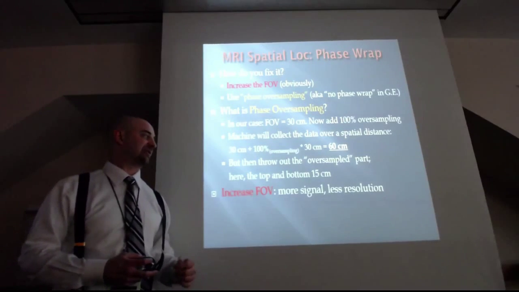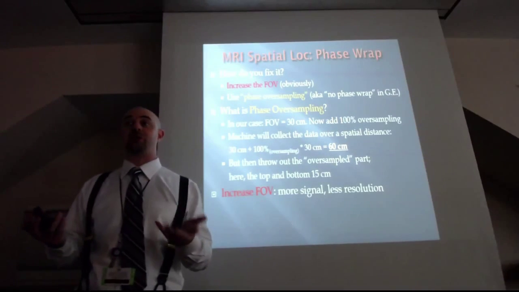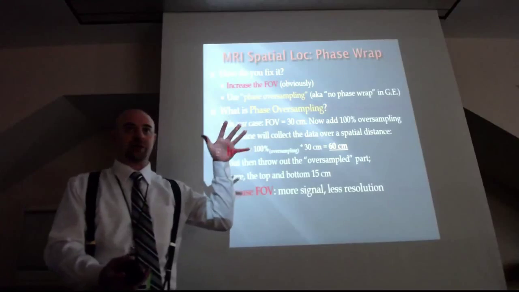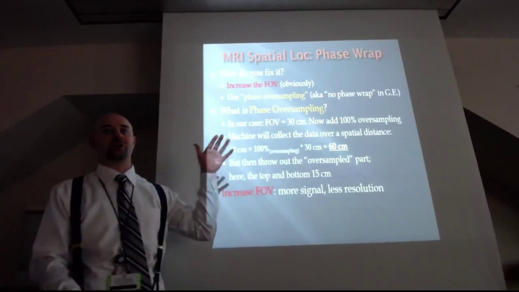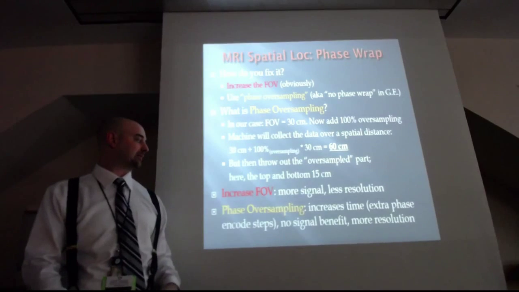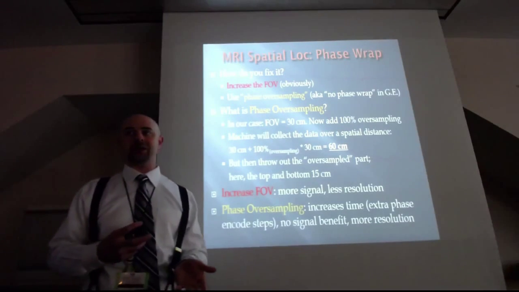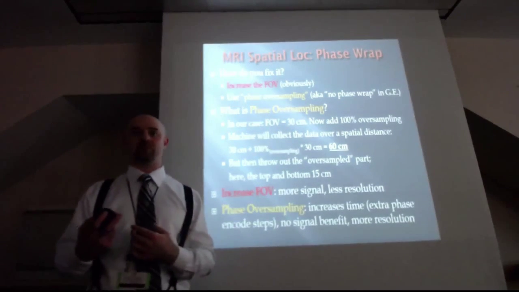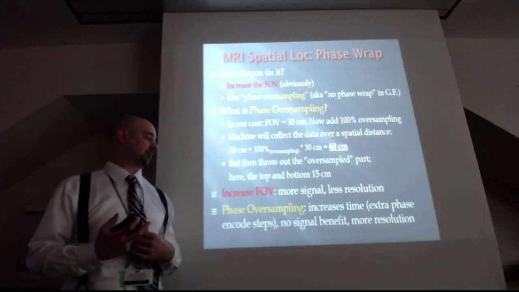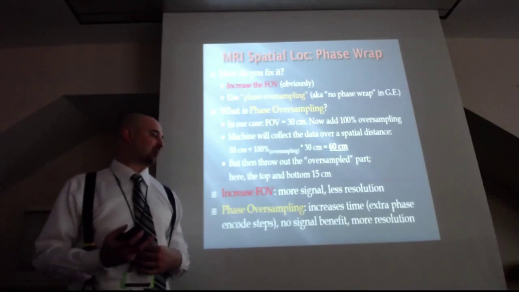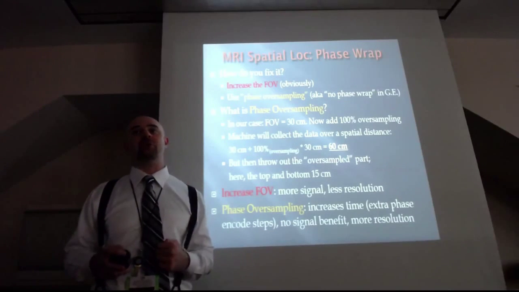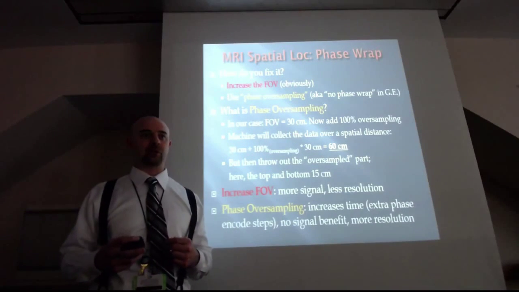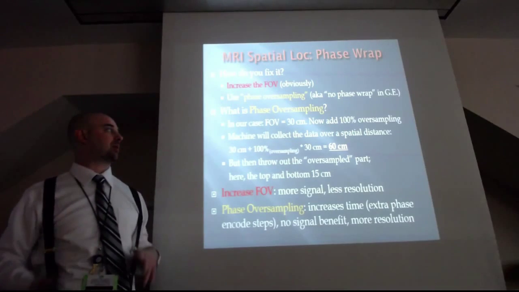So these two techniques yield different results. When you increase the field of view, you actually get more signal, right? Because you're now looking at more protons than you were trying to look at before, but you're going to have less resolution because your field of view is bigger. In phase oversampling, it increases the amount of time it takes to acquire the image because there are necessarily more phase encoding steps. There is no signal benefit, but you do have higher resolution, right? Because you're only looking at a smaller field of view.